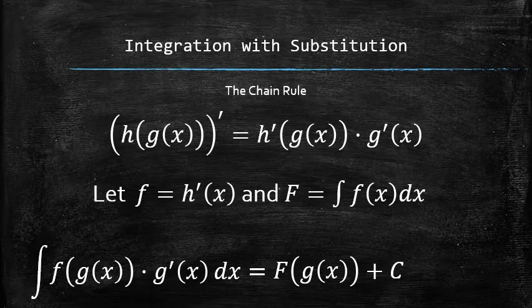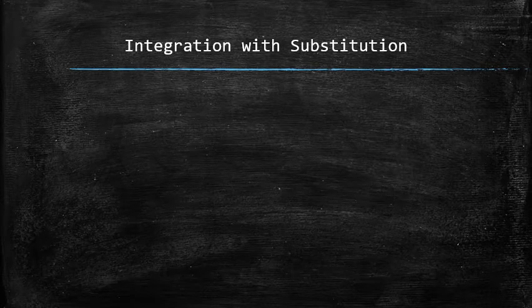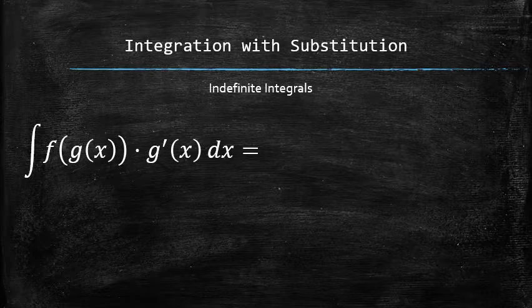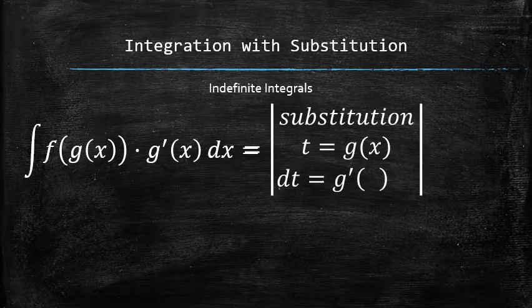Although it looks like a formula, we normally perform it in a sequence of steps, and the procedure itself can be referred to as integration with substitution. For indefinite integrals, we can summarize the procedure in the following way. We first recognize the following pattern, then set up the substitution by setting a new variable, let's say t, equal to g of x, and finding the differential of t.